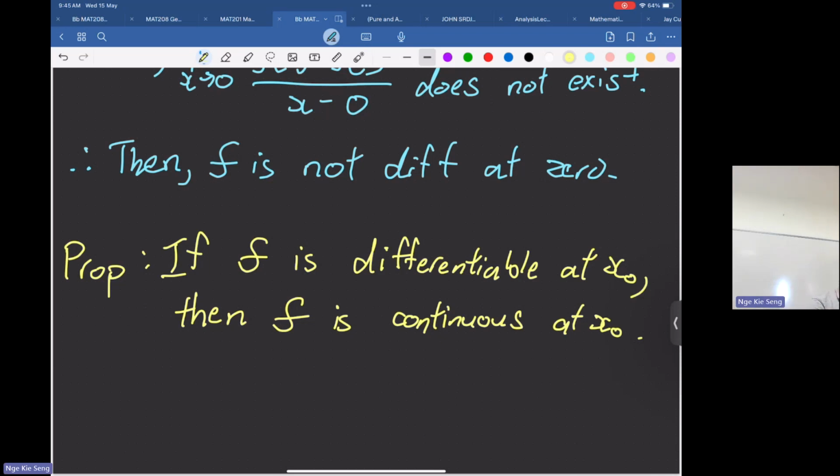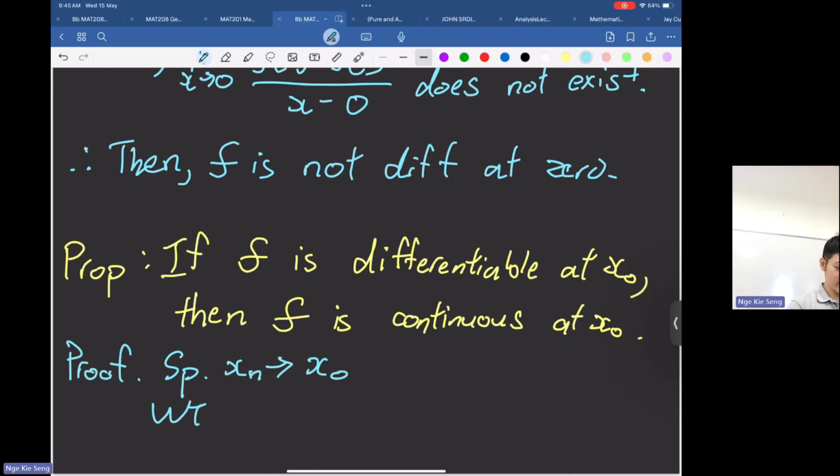So how to prove this? What do you need to do to prove a function is continuous? Suppose x_n converges to x_0, right? We want to show that f(x_n) also converges to f(x_0). Okay, so this is what we have.